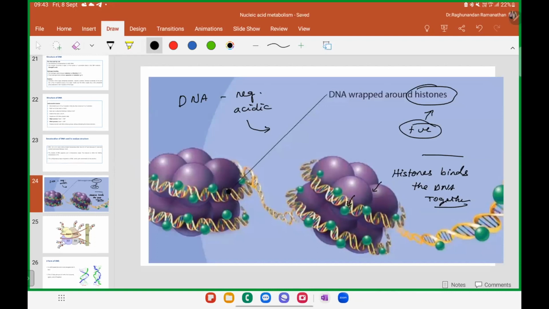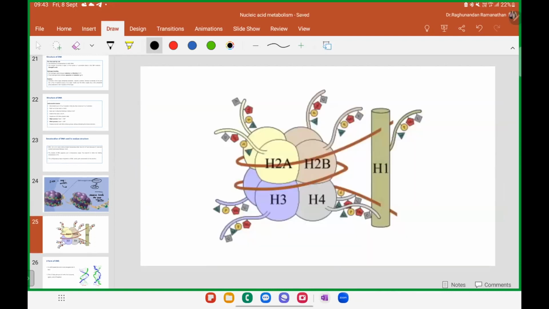So you have four types of histone basically: H1, H2, H3, H4. H2 is divided into H2A and H2B. Usually there is a cubical formation by H2A, H2B, H3 and H4, upon which your DNA wraps around. The two ends of your DNA are linked to another histone, that is your H1. That is why H1 is called linker DNA.